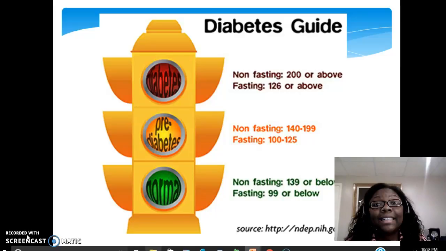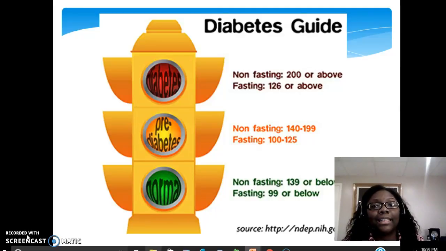These numbers must consistently read a certain range before you're diagnosed or deemed a diabetic. So for example, in an individual that eats regularly without fasting, if their numbers are consistently 200 or above, that may be an indication that that individual is suffering from diabetes. An individual who has numbers from 140 to 199 may be on the brink of diabetes and may need to make some adjustments to diet, increase exercise, and things of that nature. And numbers that are 139 or below are a normal blood sugar range.